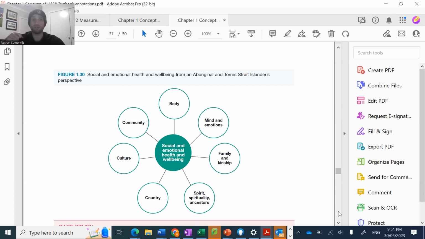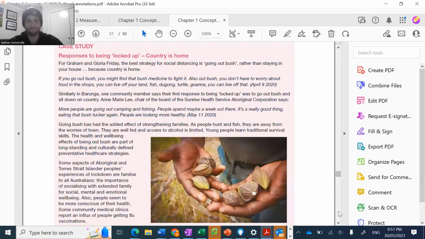So retaining good health within the community, good social and emotional interactions within the community, empowers the health of the individual. So you need to make that link when you're talking about Aboriginal and Torres Strait Islander perspectives specifically.